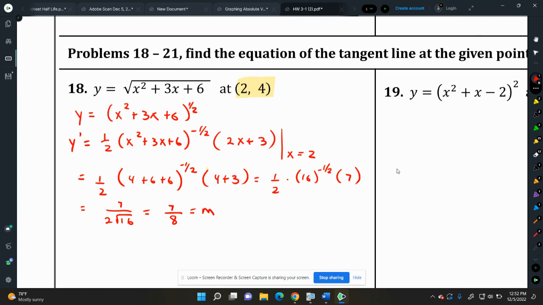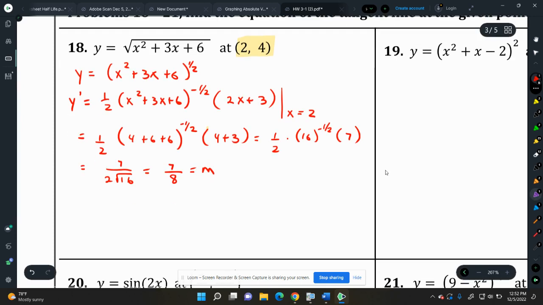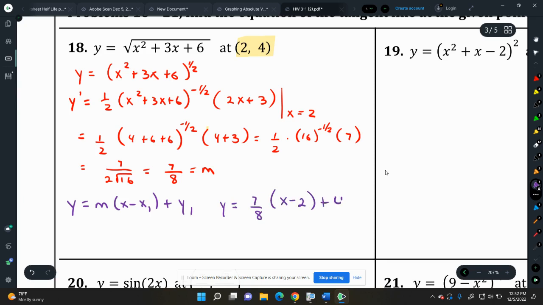Okay, now we're ready to go ahead and write that in equation form. y equals m times x minus x1 plus y1. So y equals 7 over 8 times x minus 2 plus 4, and we're done.